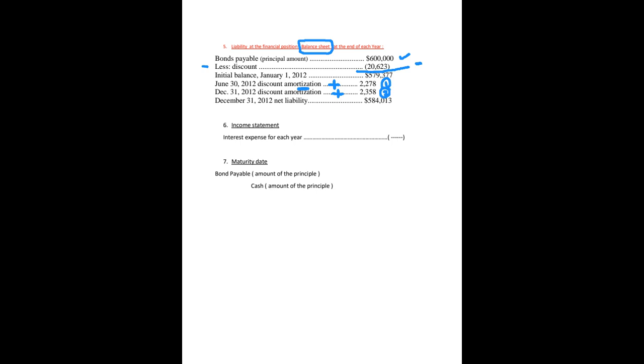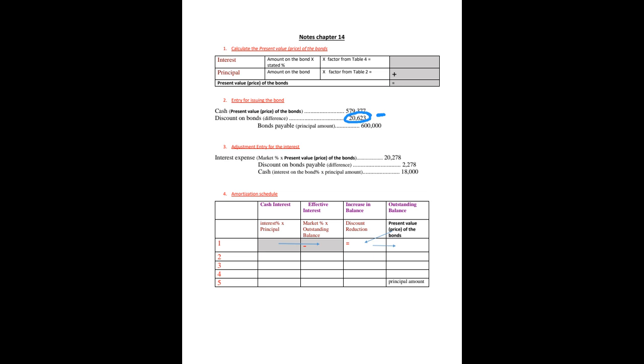So step number 6, how it will show in the income statement. In the income statement, we only show the interest expense of each year. Again, if I'm asking you to do after 1 year, after one payment, you will show the interest expense of this year only, and that's it. So for example, the interest expense in this example was 20,278. This is what will show in the income statement.